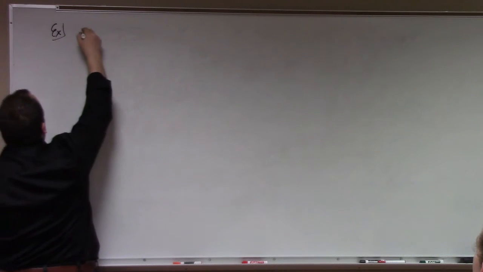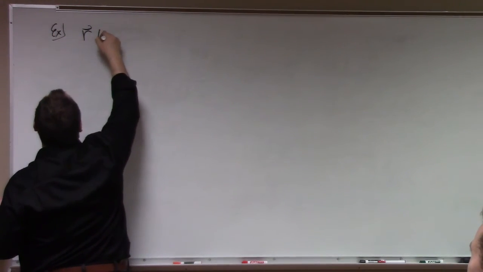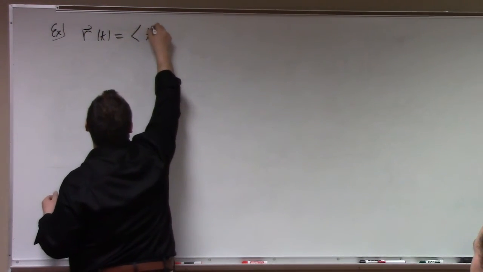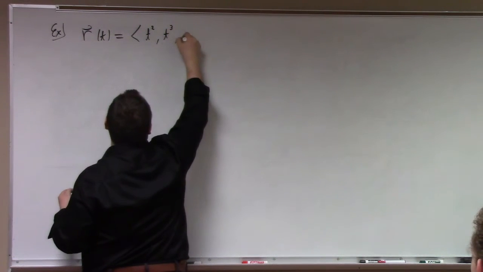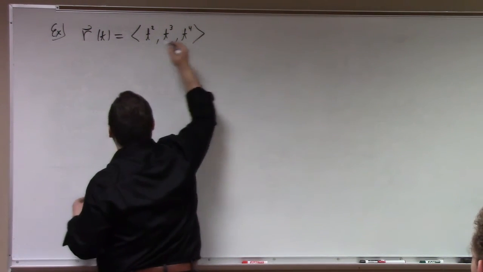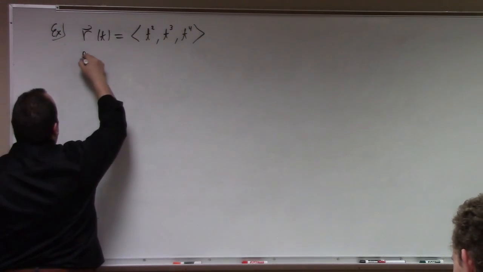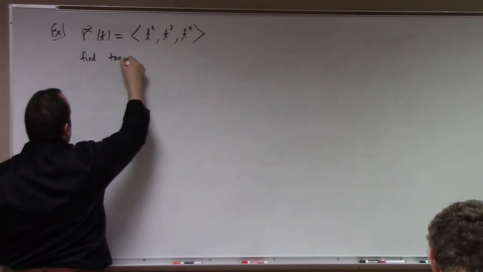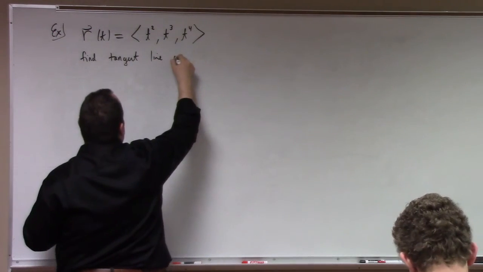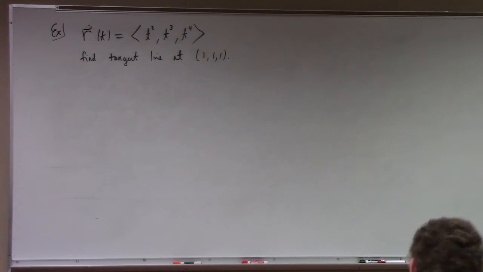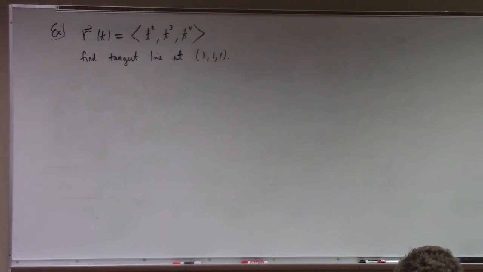How about the twisted cubic? That served us well. So I just erased it. R of t. Here, let's switch it up a little bit. t squared, it's no longer the twisted cubic, I don't know what this thing looks like, something else, but it probably is also kind of twisted. I want to find the tangent line at 1, 1, 1. So what time would that be for this path?